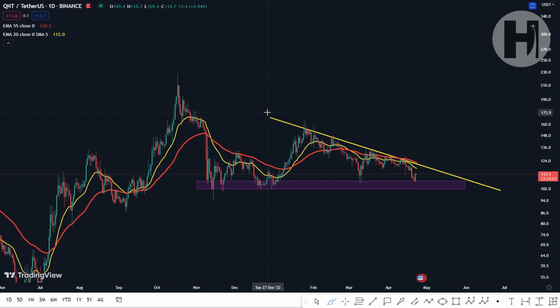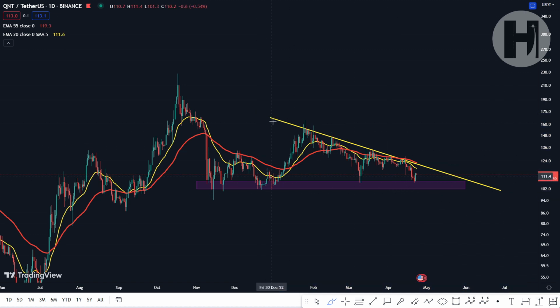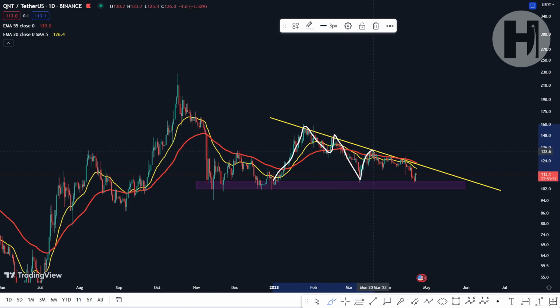And we also have a descending resistance trend line, as you can see, and every time we come up to test that trend line, we fail to break out. We have another move down, we test it once again, fail to break down, another move down, and so on and so forth. So the more you test a level, the higher the chance of you breaking out.